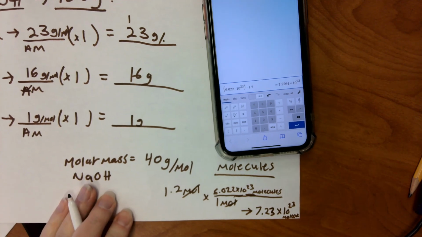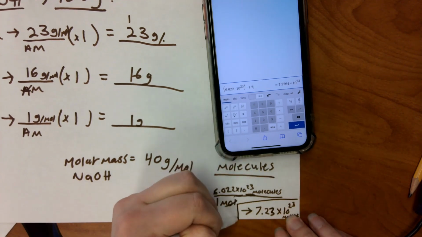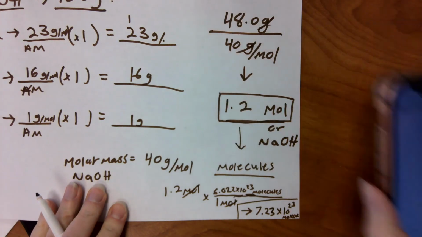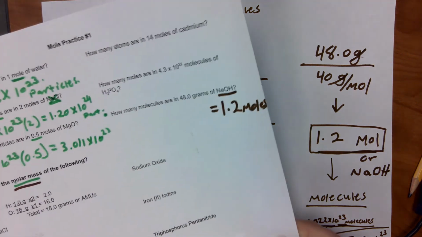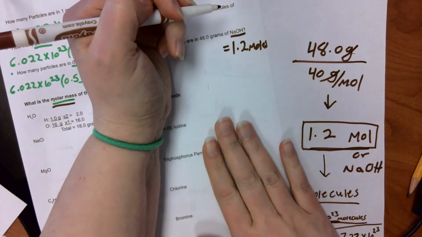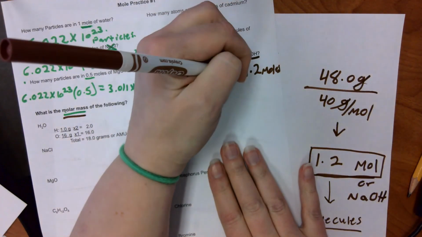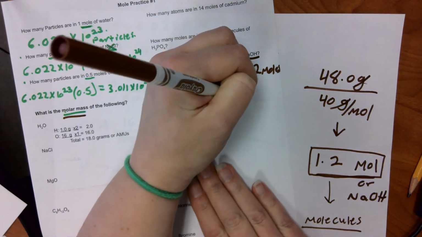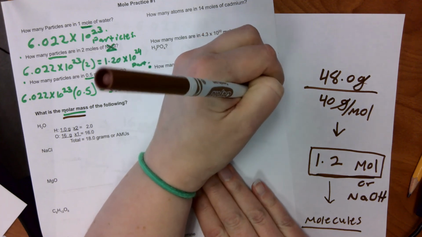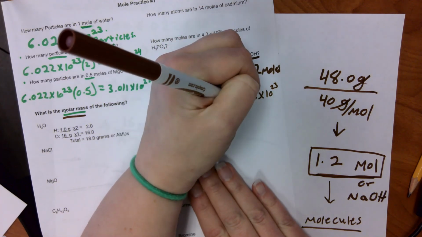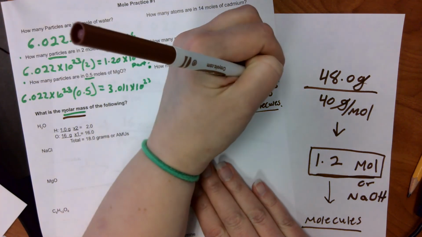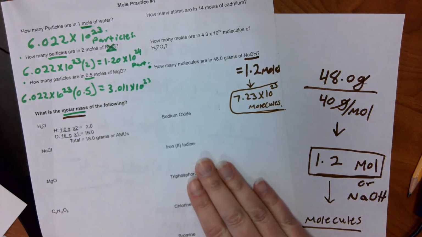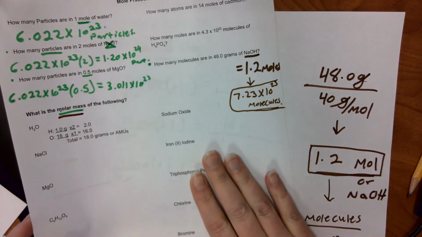Okay. So that is your answer for what you put into your practice. So put down 1.2 moles, and then that changes into 7.23 times 10 to the 23rd molecules. Okay, so that's the answer to that one.